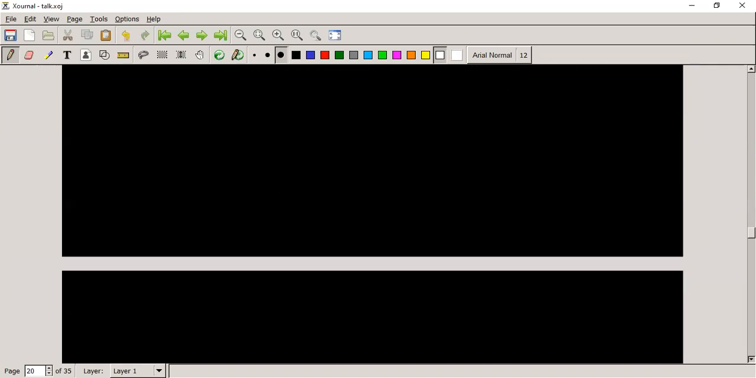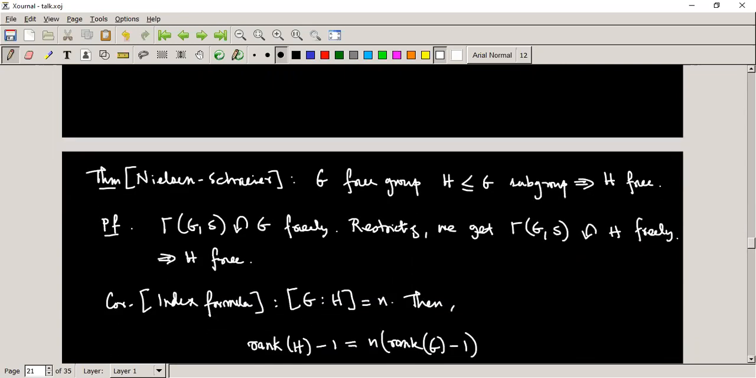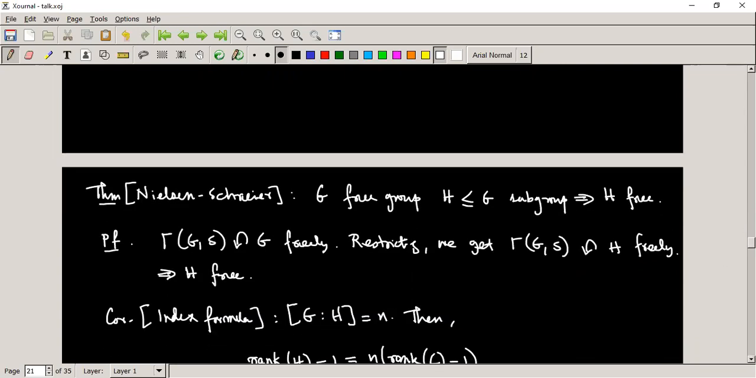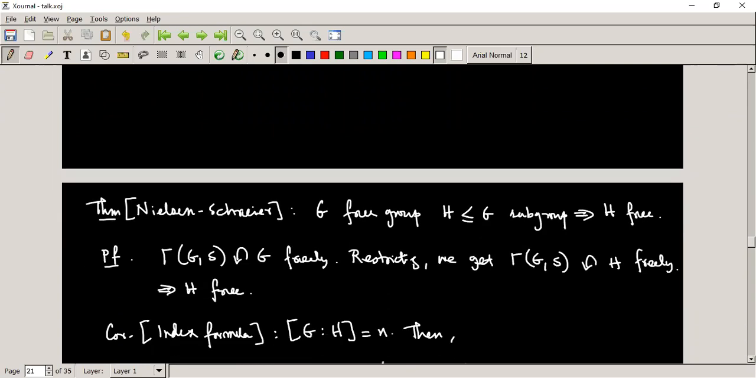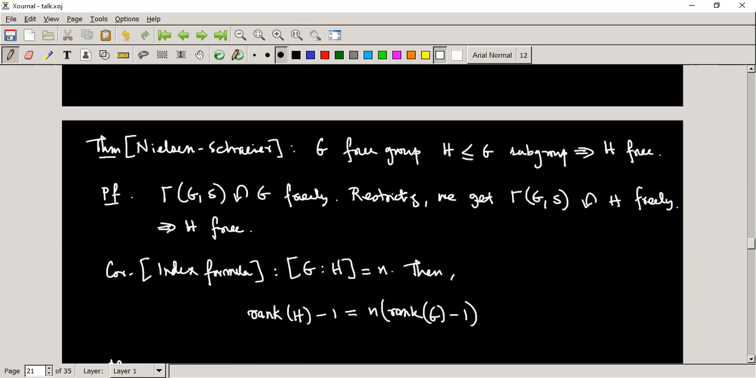So I left a page blank because I wanted to do the basic proof. This is all in Serre, by the way. If I don't talk about it, then you can find all of this in Serre. It's quite elementary. You don't need to know anything about fundamental groups to understand the proofs here, but it just becomes easier if you use algebraic topology.